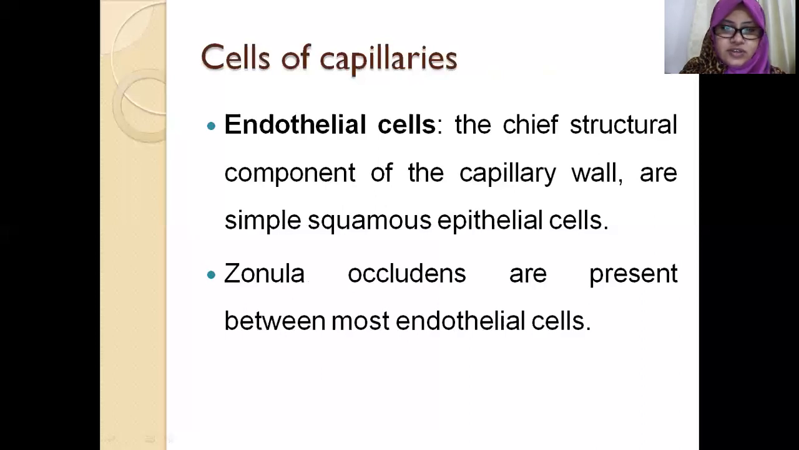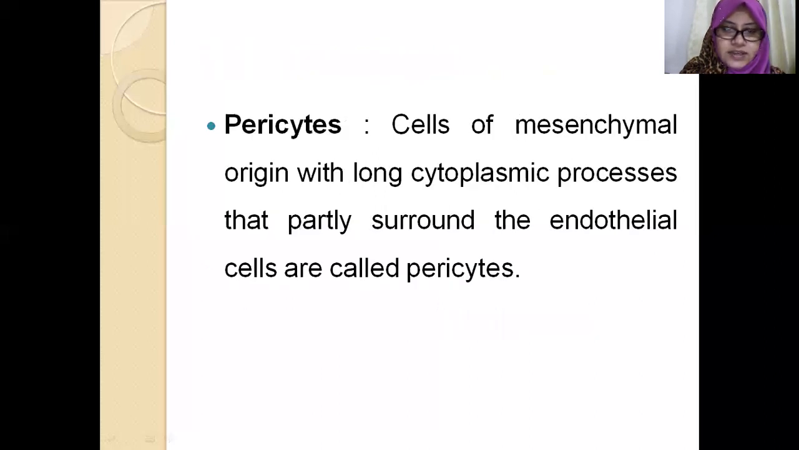Capillary usually consists of two types of cell. One of them is endothelial cells. These are the chief structural component of the capillary wall, and these are simple squamous epithelial cells. Between the endothelial cells, zonula occludens junctions are present. The second one is pericytes. These are cells of mesenchymal origin with long cytoplasmic processes that partly surround the endothelial cells.